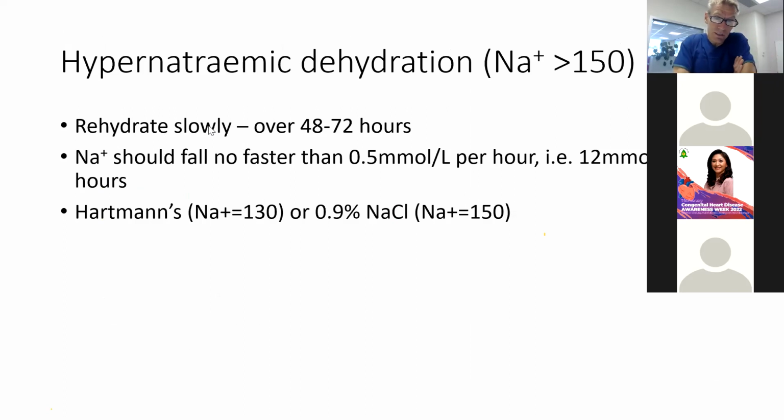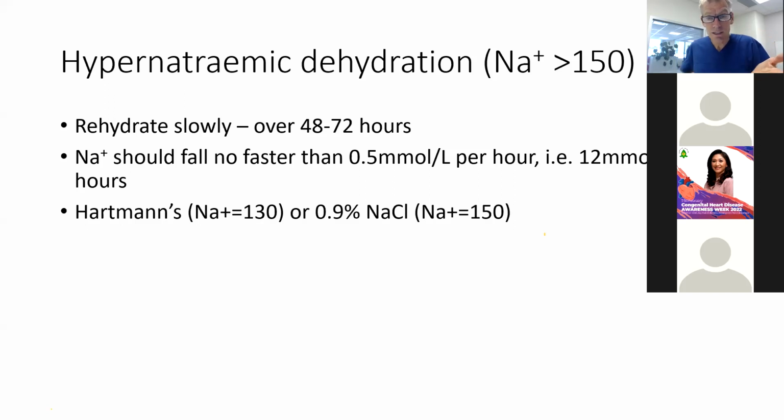But if they've just got hypernatremic dehydration with moderate or severe dehydration, then typically correct over 48 to 72 hours. And you try to get the sodium to fall slowly. So depending on how high it's been and how long it's been high, the sodium should not fall faster than 0.5 millimole per litre per hour, so about 12 millimoles per 24 hours.